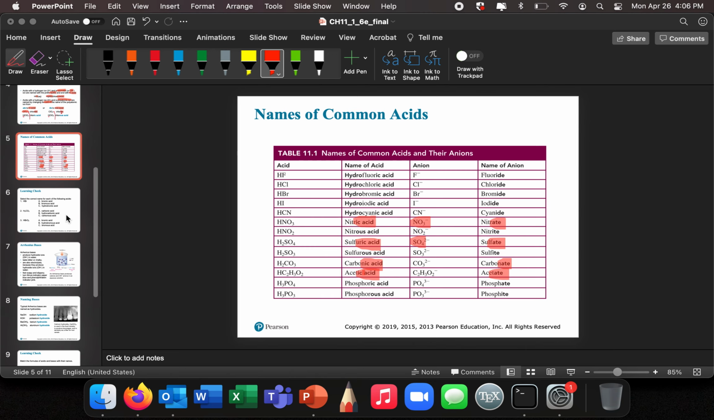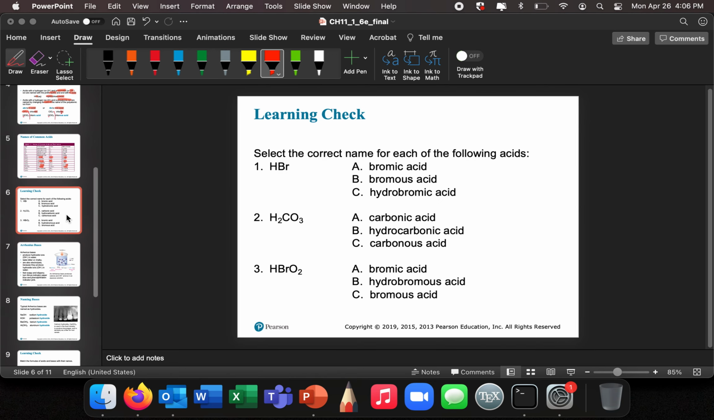And let's do a learning check now. You might want to pull this table out. We'll put the rules in front of you while we do this learning check. Pause the video and name these and see if you come up with the same names that I do.